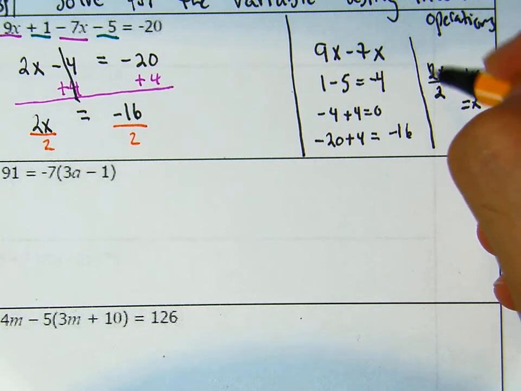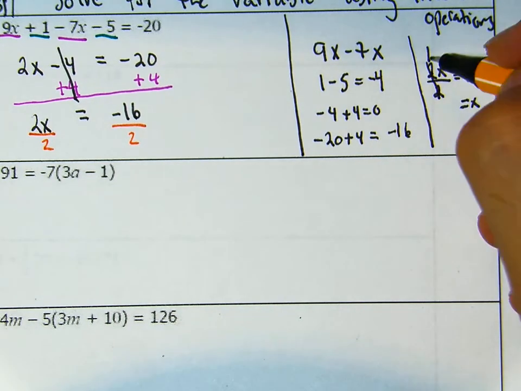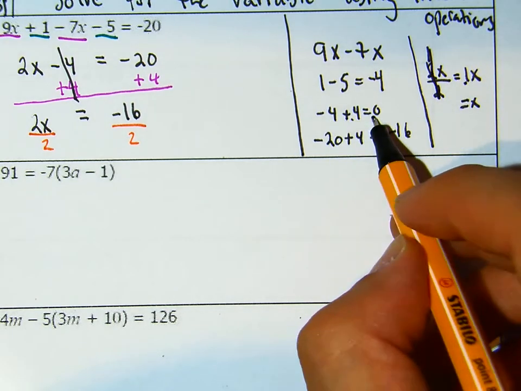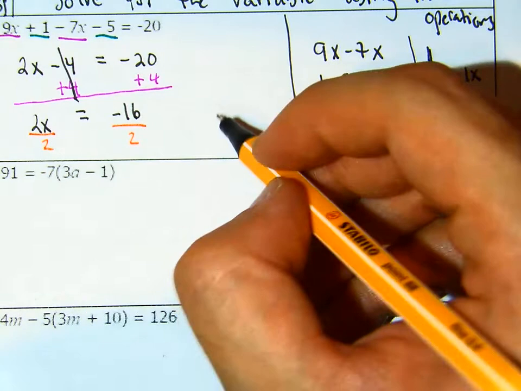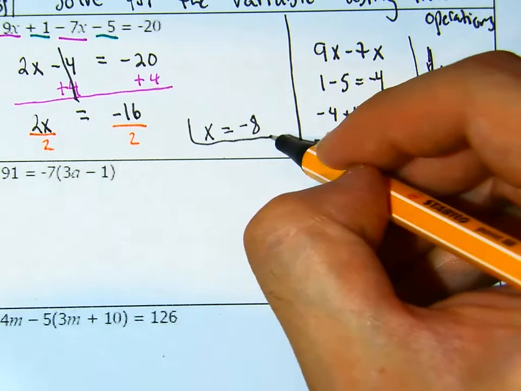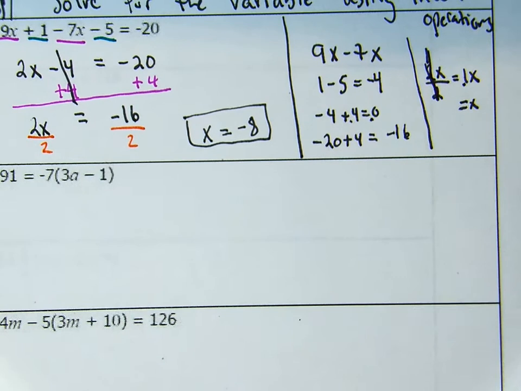2 divided by 2 is 1. So when you say it cancels out, here it's 1. Notice that here when we said it canceled out, it was 0, so be careful. So we have x equals, what is negative 16 divided by 2? It's negative 8. Easy peasy, you got this.